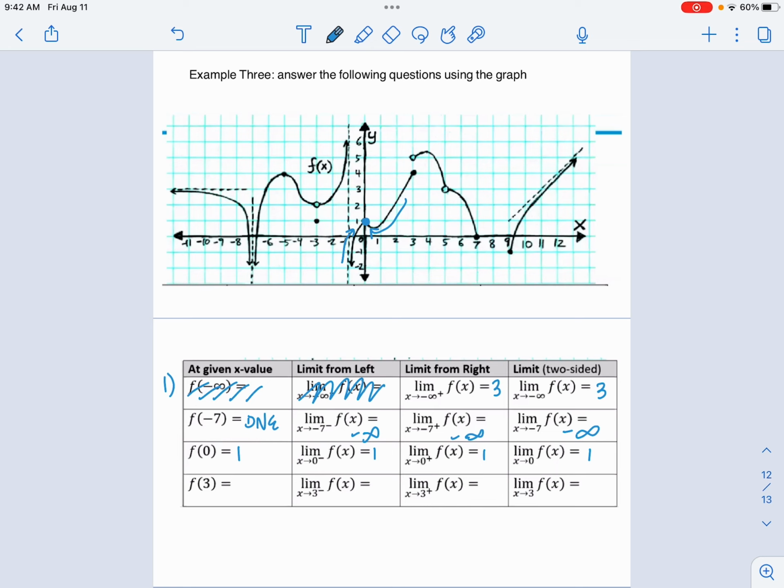And then our final one for the day is f of 3. As I find f of 3, I use the point, and that is 4. As I approach 3 from the left, I go to 4. As I approach 3 from the right, I go to 5, and so the limit doesn't exist. And that is our notes for the day.